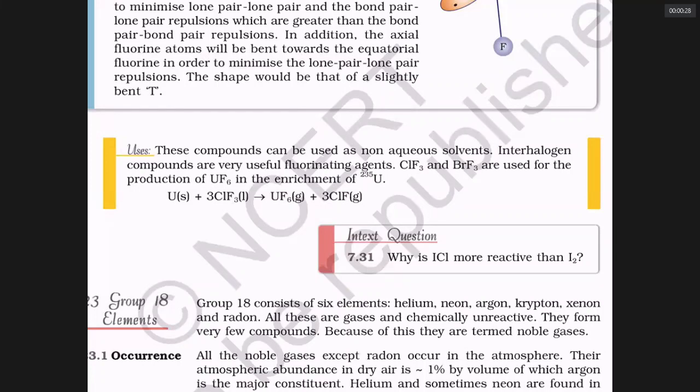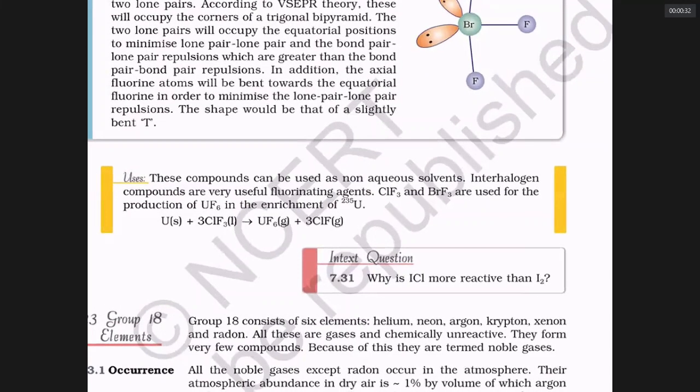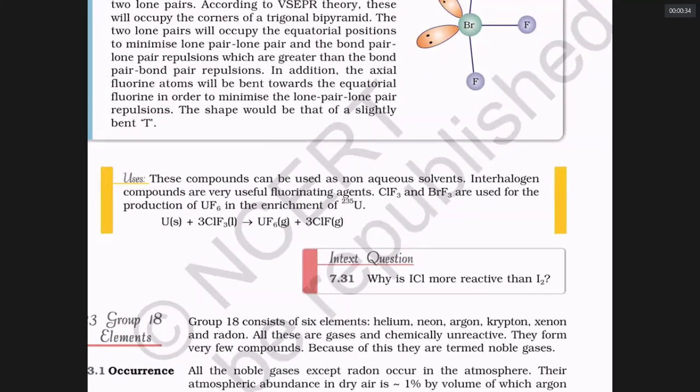They are powerful halogenating agents. They are used as non-aqueous solvents, like water. Water is an aqueous solvent. If you don't want water, interhalogen compounds, liquids, can be used as solvents. They are useful fluorinating agents.